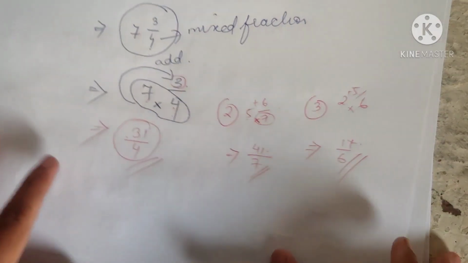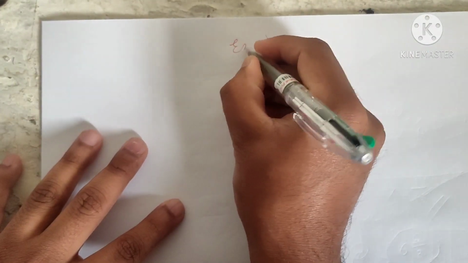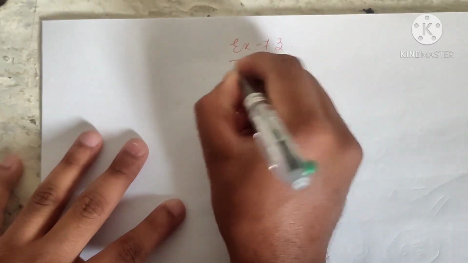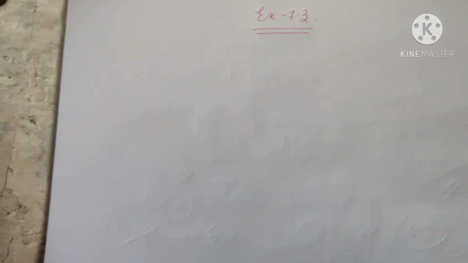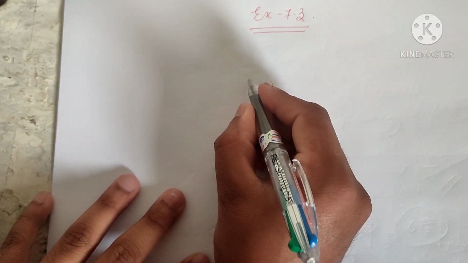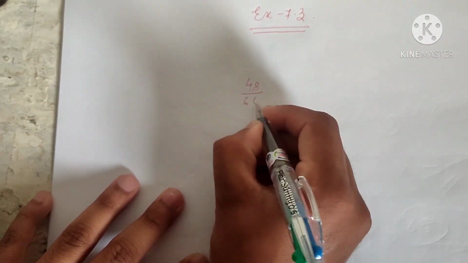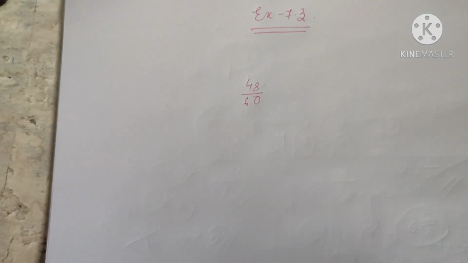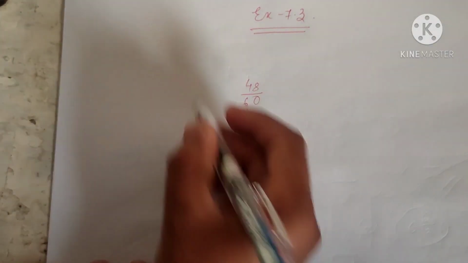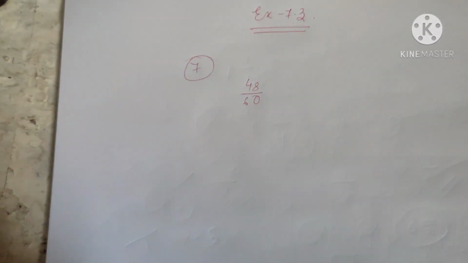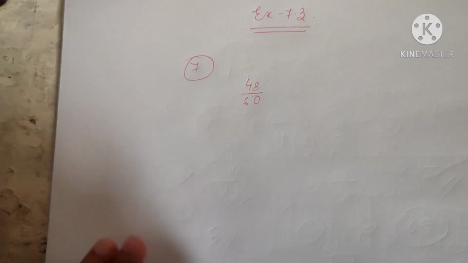Okay, now I'll move to exercise 7.3. See, it's very easy. We are going quite fast, isn't it? Exercise 7.3. So now we are here. What is important here is, see, if a fraction is given like this, 48 by 60, you are told to reduce the given fraction. This is from exercise 7.3 number 7. So you are told to reduce this fraction.